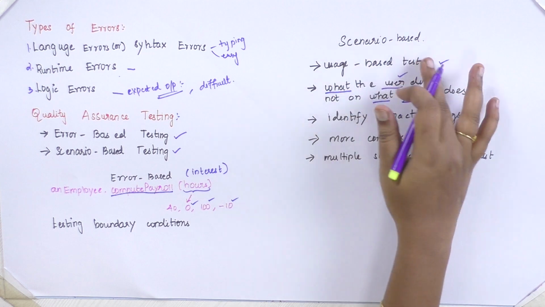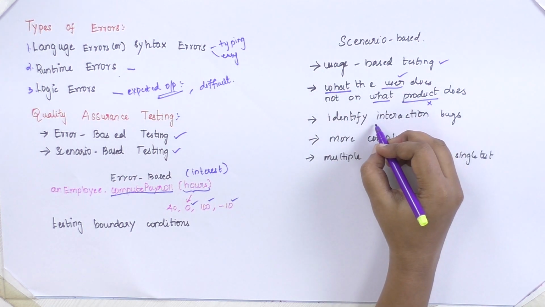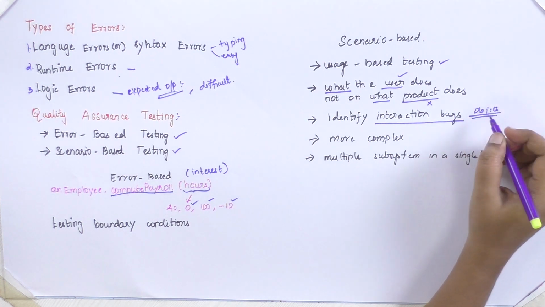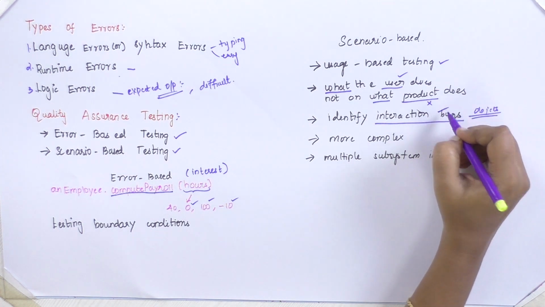By using scenario-based testing, you can identify interaction bugs. That is, when two objects are communicating with each other, you check whether there is any error in the communication or not.